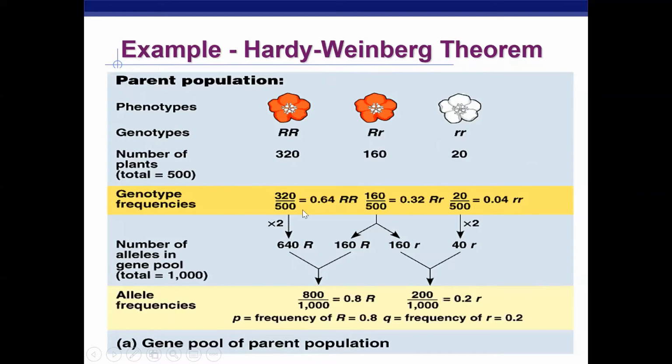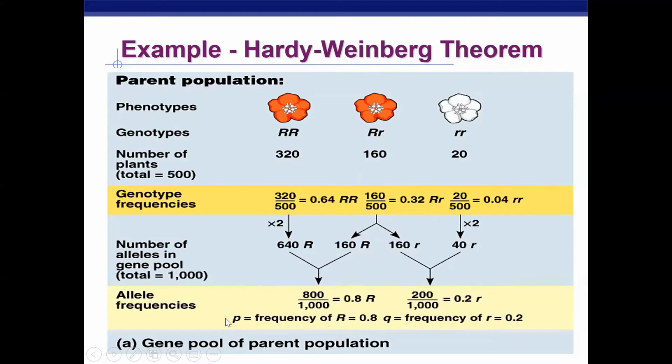So first, you could very easily figure out genotype frequencies. 320 divided by 500 tells us 64% of the population are homozygous dominant. We could do the homozygous recessive: 20 divided by 500 tells us that about 4% of the population is homozygous recessive, in other words, white. And then 160 divided by 500 tells us 32% of the population are heterozygous. And then we could even figure out allele frequencies as well, where the dominant allele frequency is 80%. 80% of the population have the dominant alleles, and only 20% has the recessive alleles.